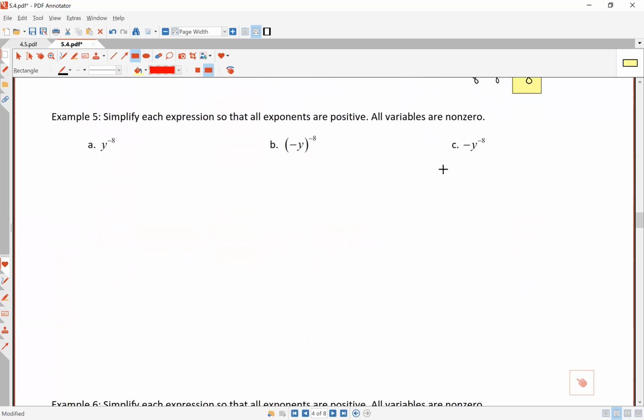Example 5. y to the negative 8 is 1 over y to the 8th. Negative y, in parentheses, to the negative 8th is 1 over negative y to the 8th. With the parentheses around the negative y, the negative and the 8 see that negative y, so it stays in parentheses, and 8 negatives is a positive, so it's y to the 8th.